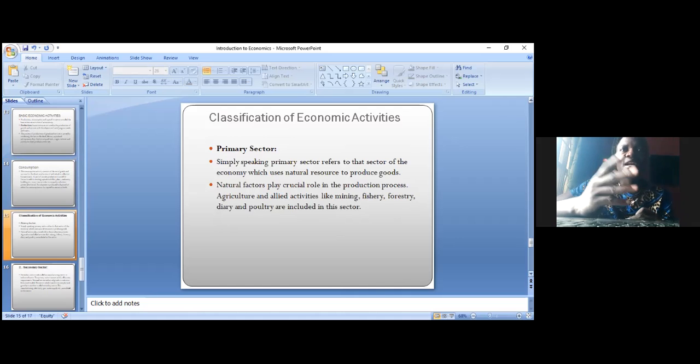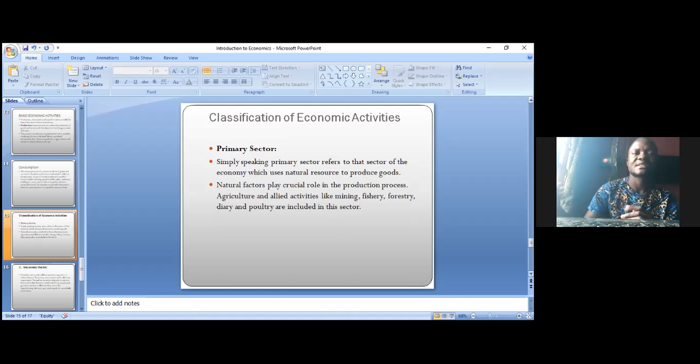So let's move on to another interesting part of this class, which is the classification of economic activities. What are the classes of economic activity? Economic activities have been classified into three different categories, three different sectors. We have the primary sector, the secondary sector, and the tertiary sector. The primary sector basically is talking about natural resources to produce goods and services. That's the starting point, like mining, fishery, forestry, poultry, agriculture, all those ones. They are the first sector.